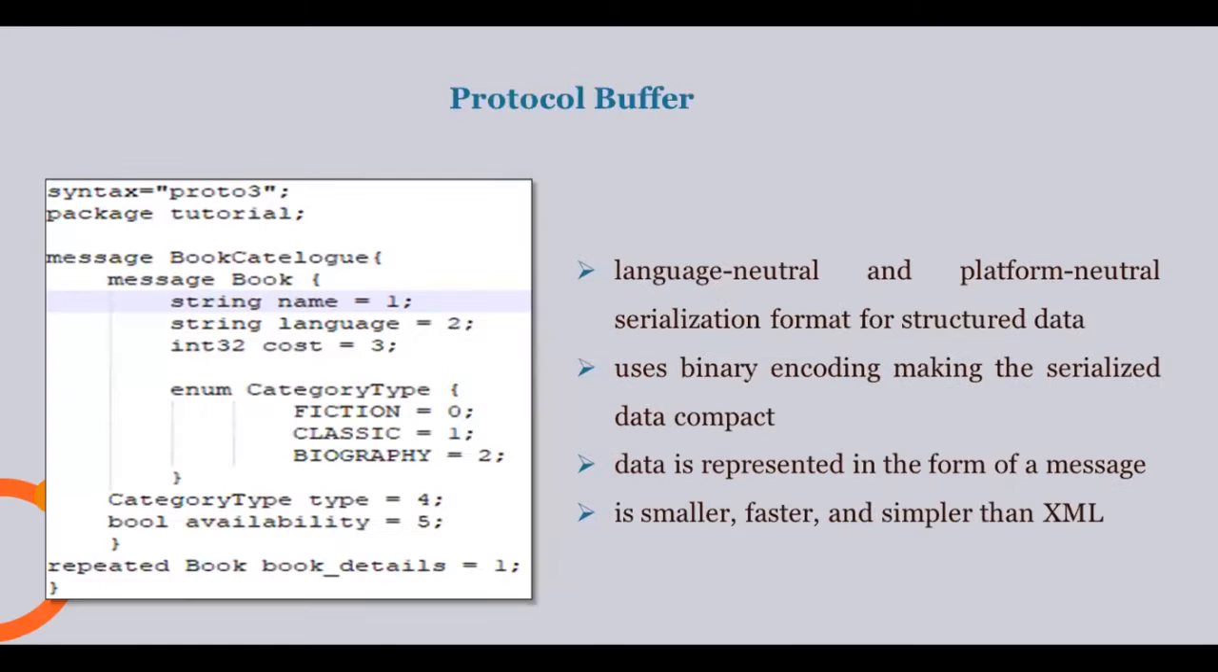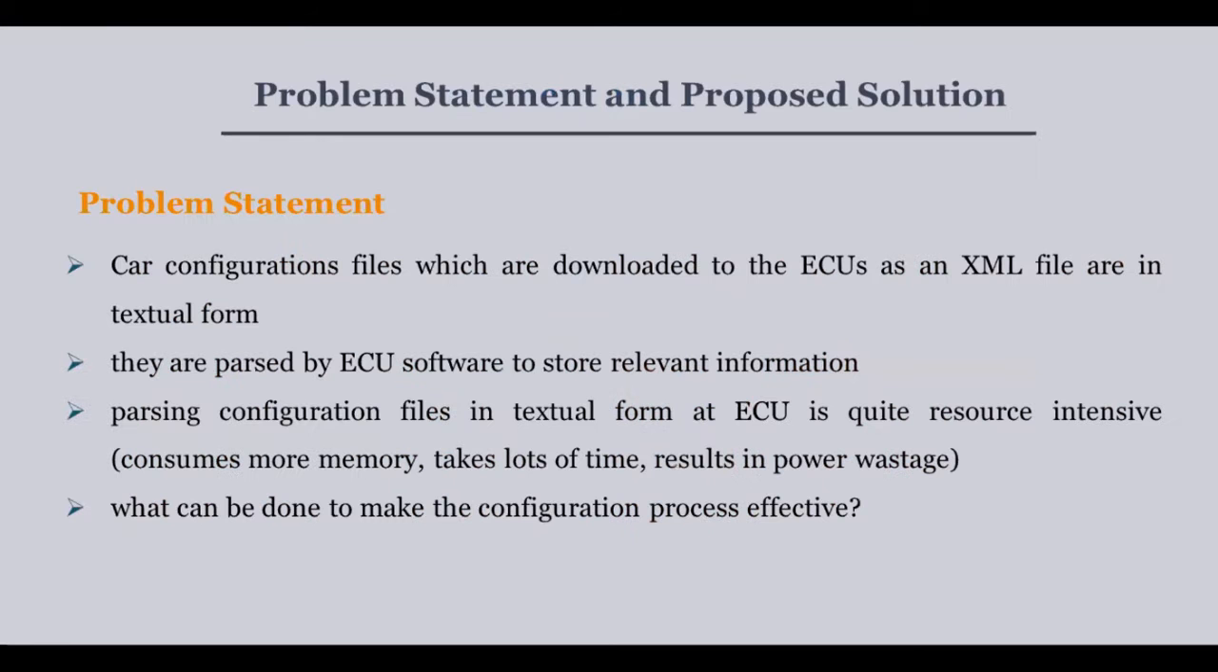So we have studied another serialization format, which is protocol buffer. Protocol buffer is developed by Google, and it is a binary serialization format. Binary serialization formats are considered to be more compact, and Google claims that it is 3 to 20 times smaller and 20 to 100 times faster than XML. So we have chosen protocol buffer to configure the vehicle.